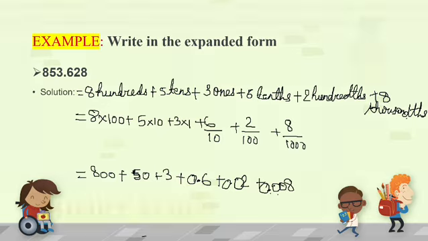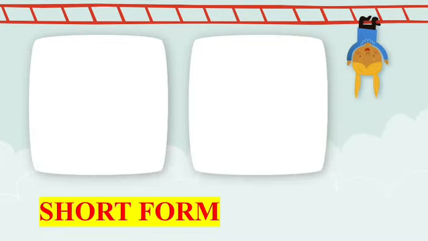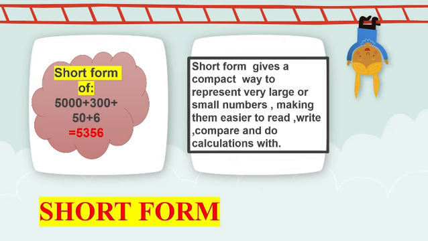Now let us see what short form is. Well, short form gives a compact way to represent very large or small numbers, making them easier to read, write, compare, and do calculations with. Here, 5000 plus 300 plus 50 plus 6 is a long way of reading. So if we write it in a compact way, it becomes easier to read: 5356. So this is what short form is, and that's what we are going to learn now.